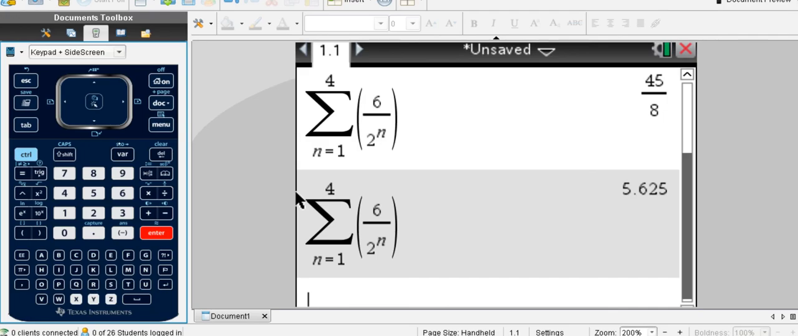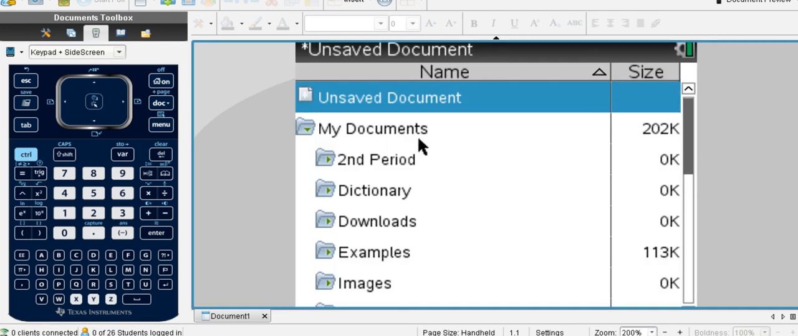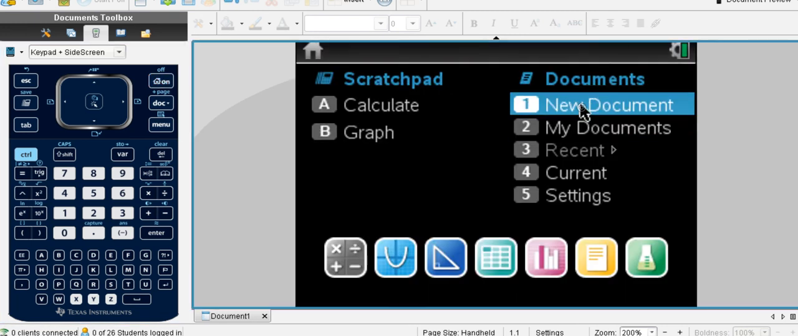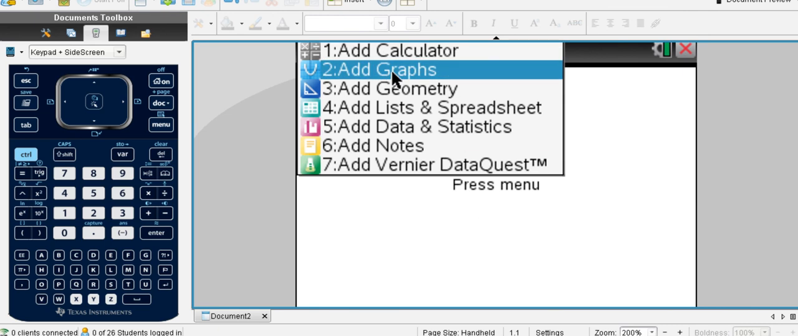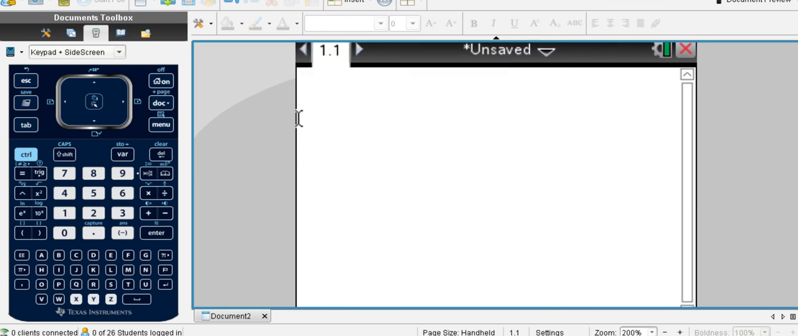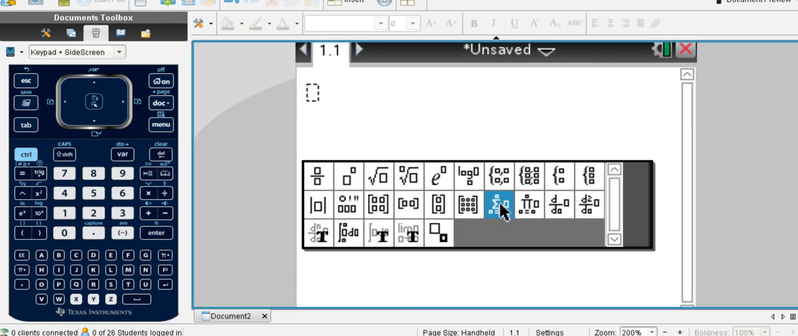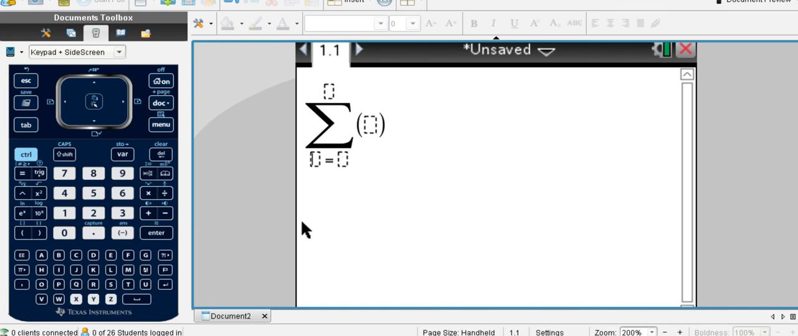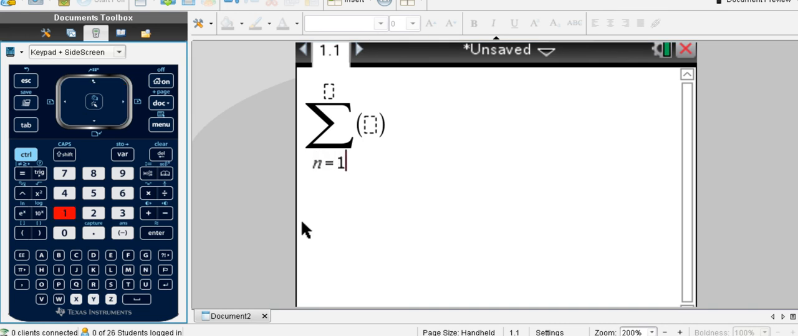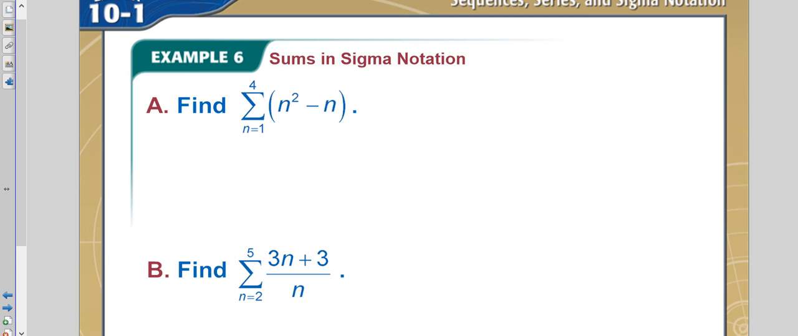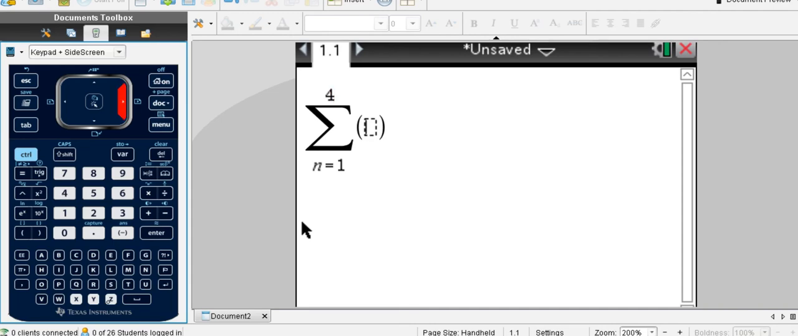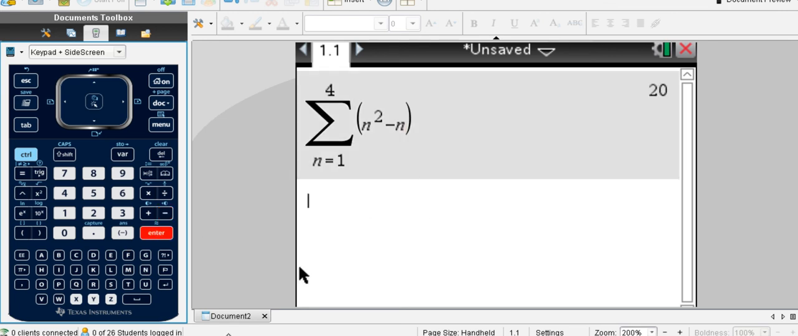So first, I'm going to just clear all this out of here. We want to find the partial sum. So I'll go here to the button next to 9. That's where partial sum is from when n is the value of 1 and it goes up to, I believe it was 4. And the partial sum we want to find is n squared minus n. And that would give us the value of 20.